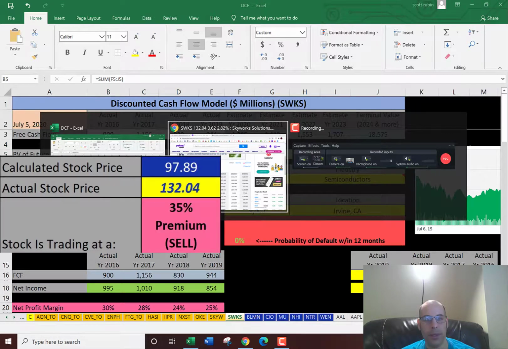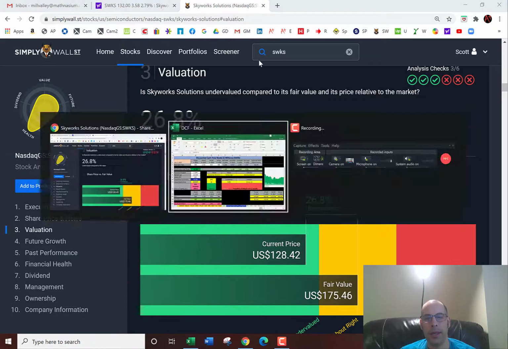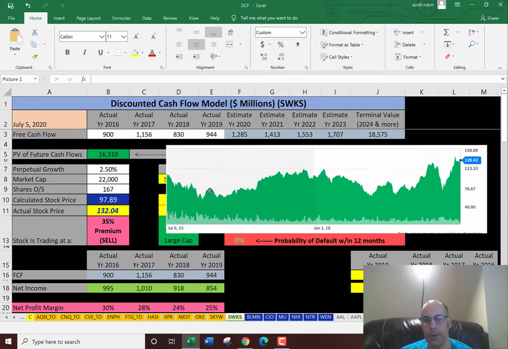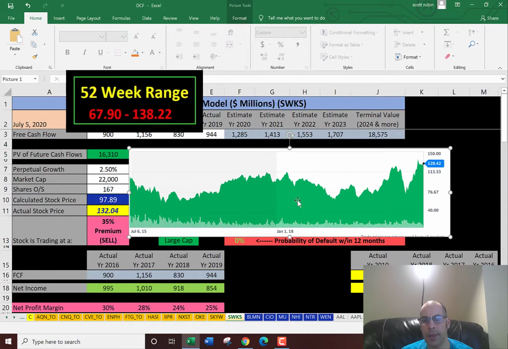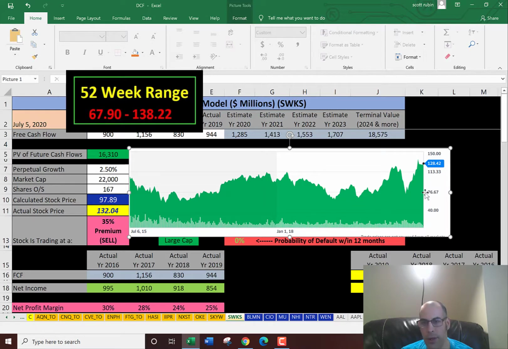Let's see what Simply Wall Street values the company at. So they go in a totally different direction. They're valuing the company at $175. So I'm not exactly sure why they're valuing the company so high. I'm just using their prior financial information. Let's see where the stock has been trading the past few years. Looks like the stock has been all over the place. It looks like it was trading around $100 for about a year or so, then dropped to the 70s or 80s. Now it appears to be trading at its all-time high.